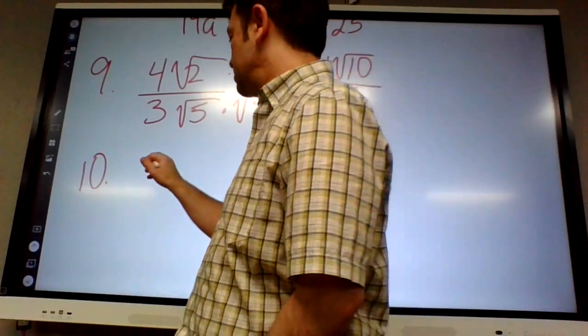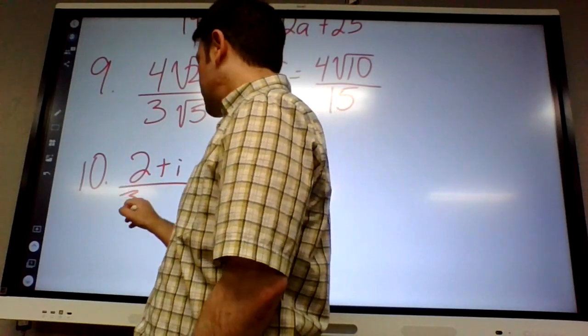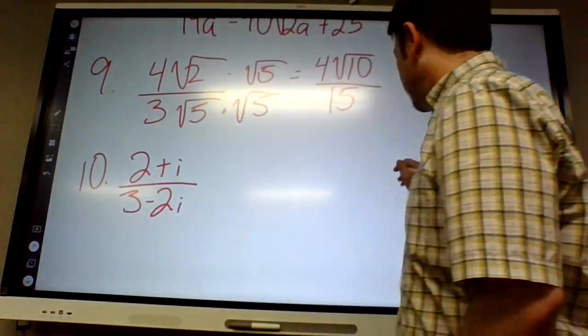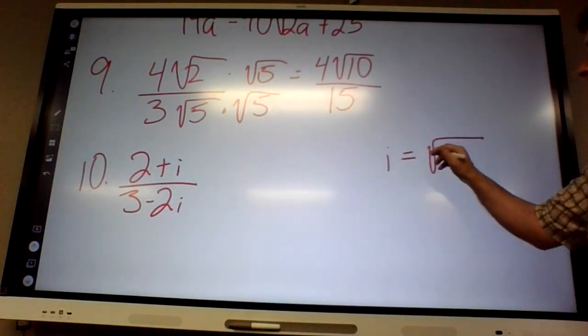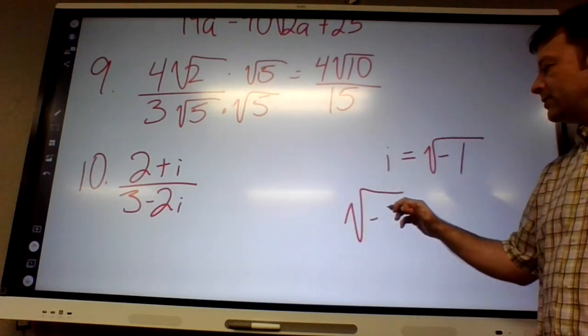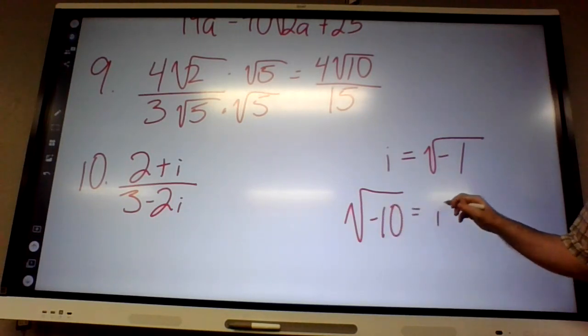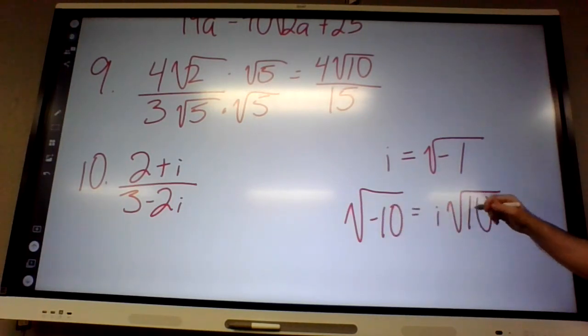Number 10. 2 plus i. What does i mean? An imaginary number. i is equal to the square root of negative 1. So, for example, if we had square root of negative 10, that is equal to i square root of 10. You don't want to put the i in the back because it looks like it's on the square root.